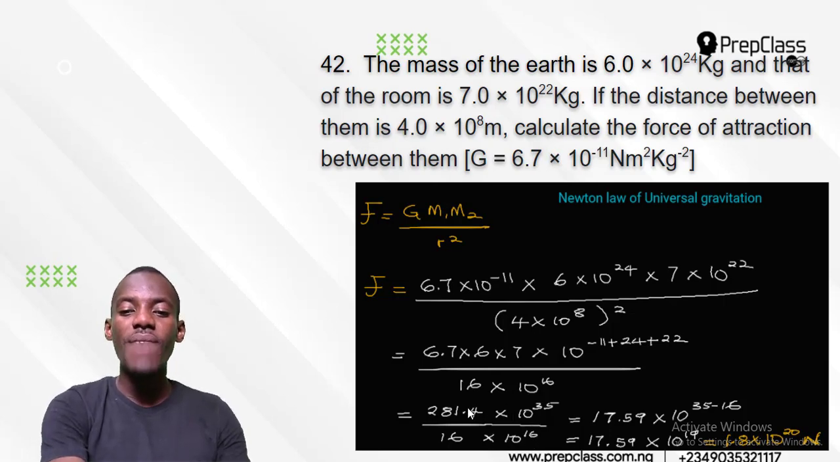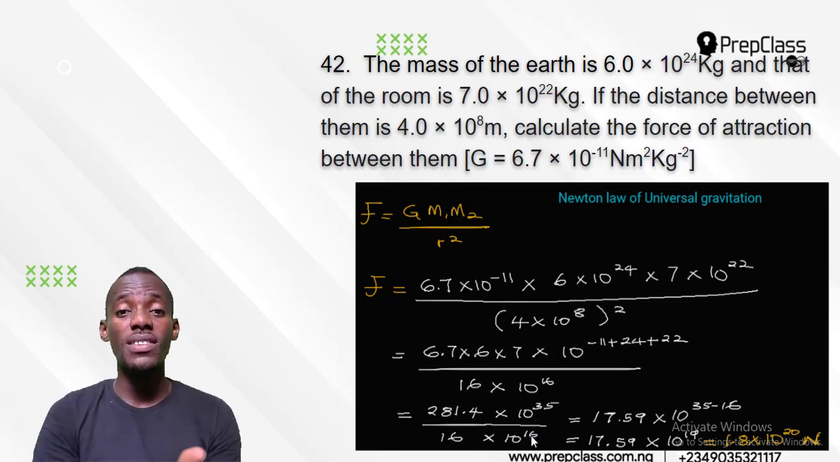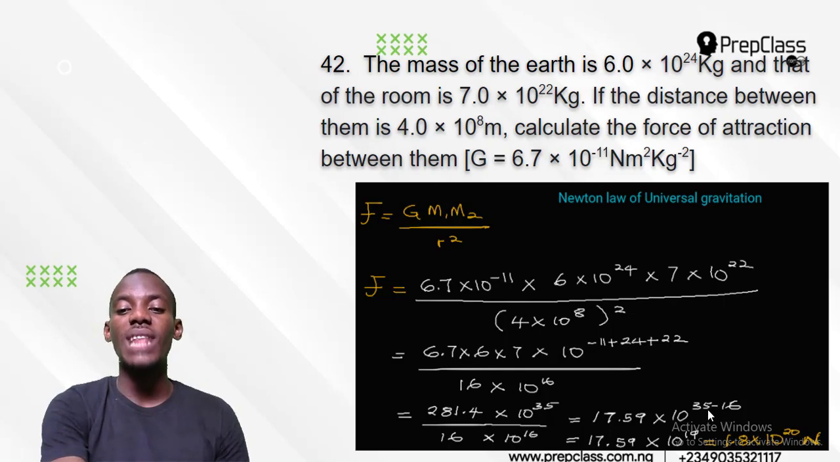Then next thing, divide numbers by numbers. 281.4 divided by 16 is 17.59, times 10 to the power 35 divided by 10 to the power 16. According to the law of indices, division of powers means subtract. It will become 10 to the power 35 minus 16, and that will give me 17.59 times 10 to the power 19. You can also approximate your answer as 18, because 5 will round up. It will become 18 times 10 to the power 19.